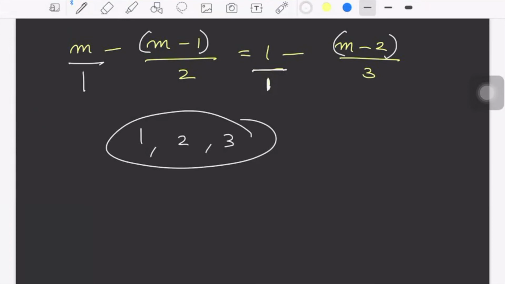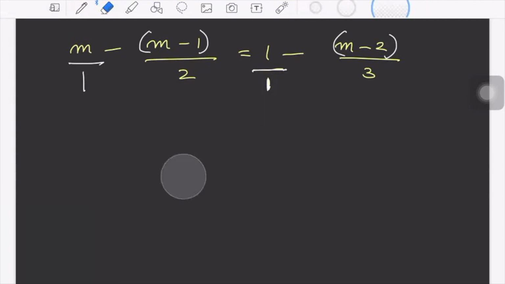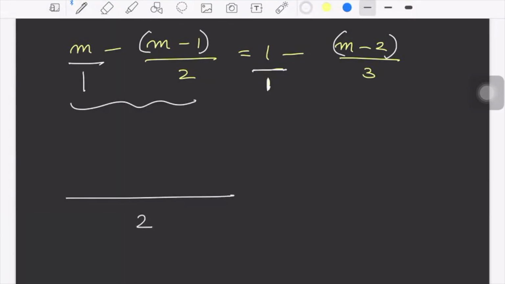Otherwise, as I mentioned in the previous problem, don't look at both sides. Just look at one side. Focus on just one side. On the LHS, we have just 1 and 2. So make the common denominator as 2. How? You just multiply this with 2. So this becomes 2m minus m minus 1.